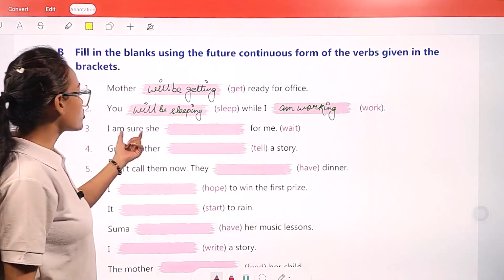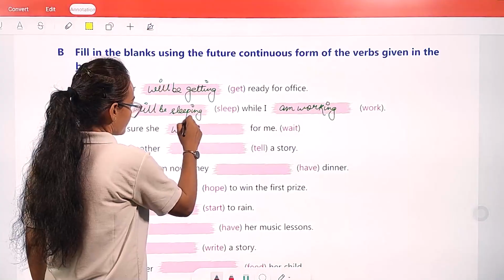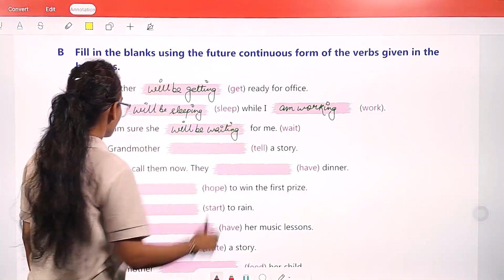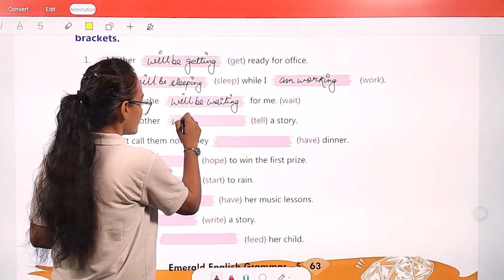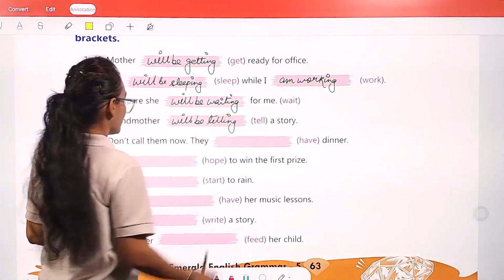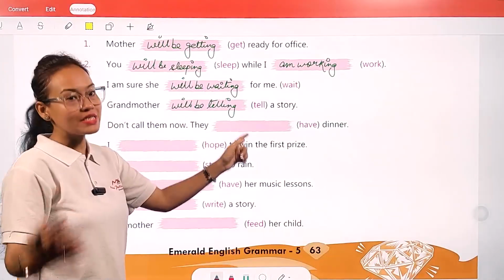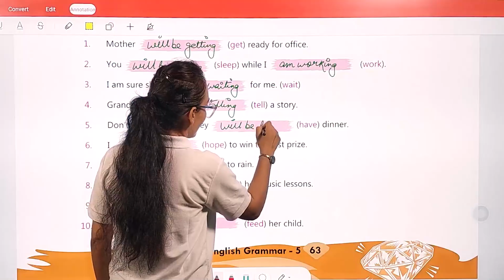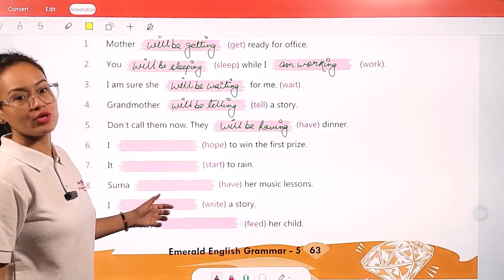Then third, I am sure she dash for me. I'm sure she will be waiting for me. Then fourth one, grandmother dash tell a story. Grandmother will be telling a story. Okay. Fifth one, don't call them now. They dash dinner. Okay. They will be having dinner. Okay. Similarly, 6 to 10 you are going to do on your own.